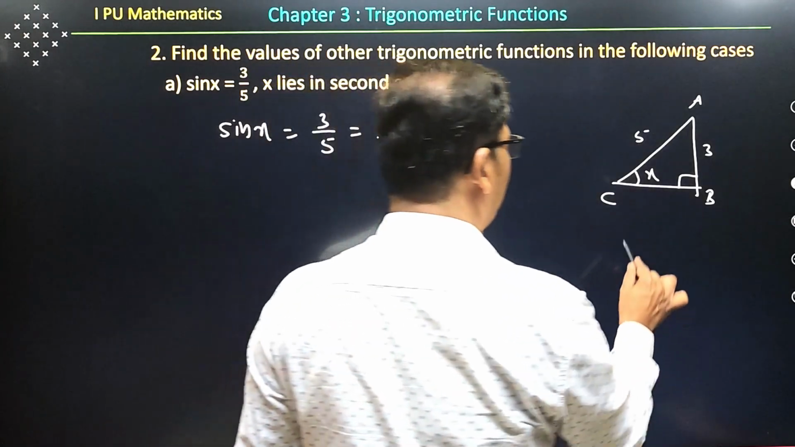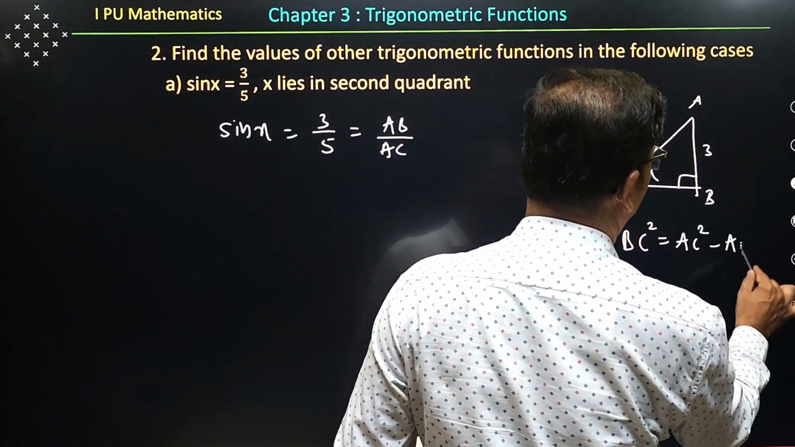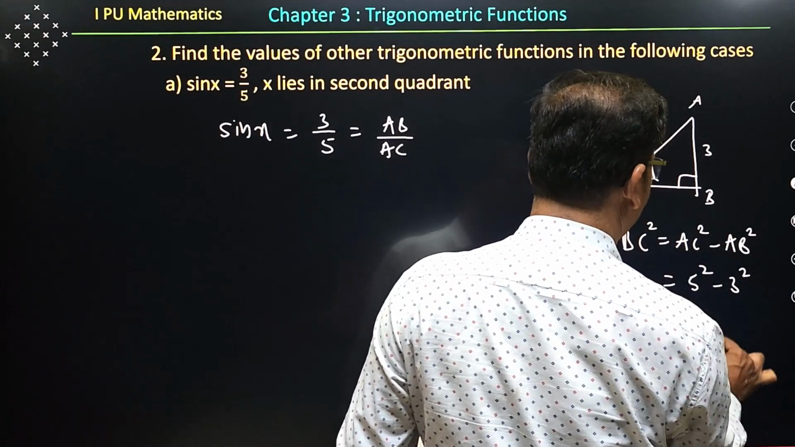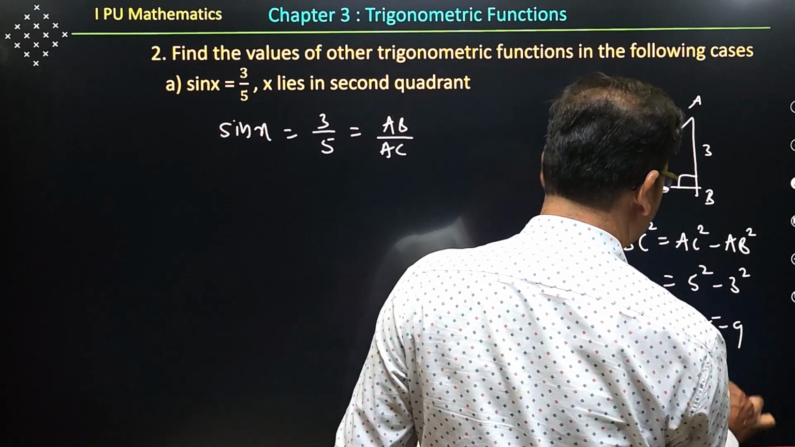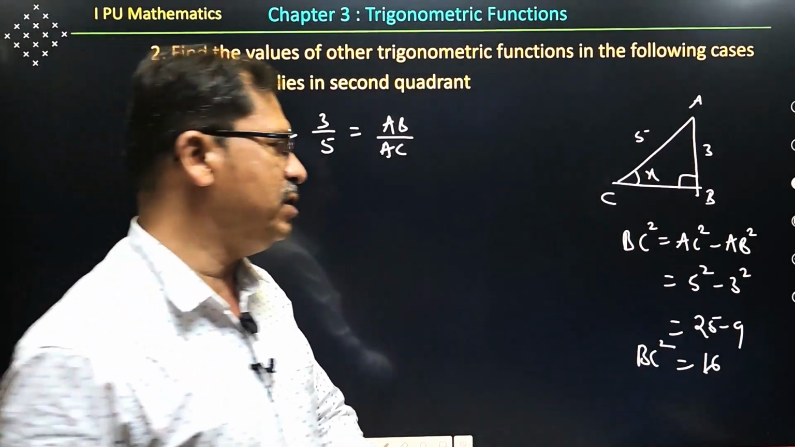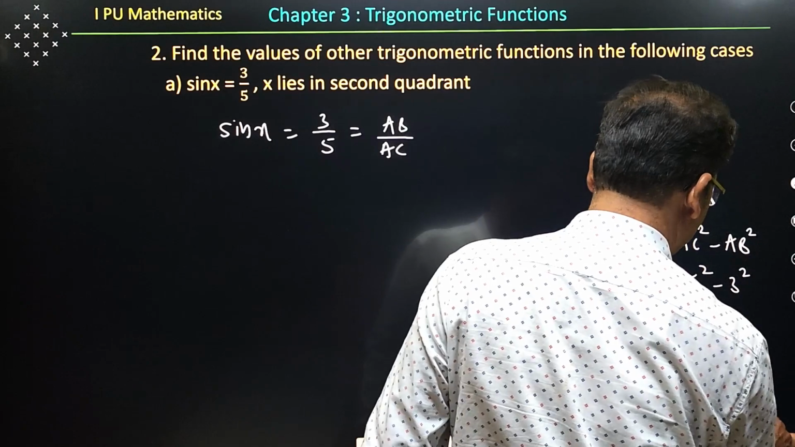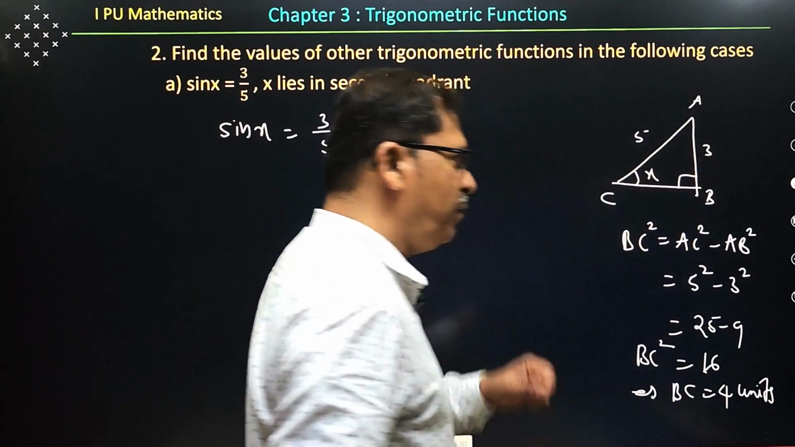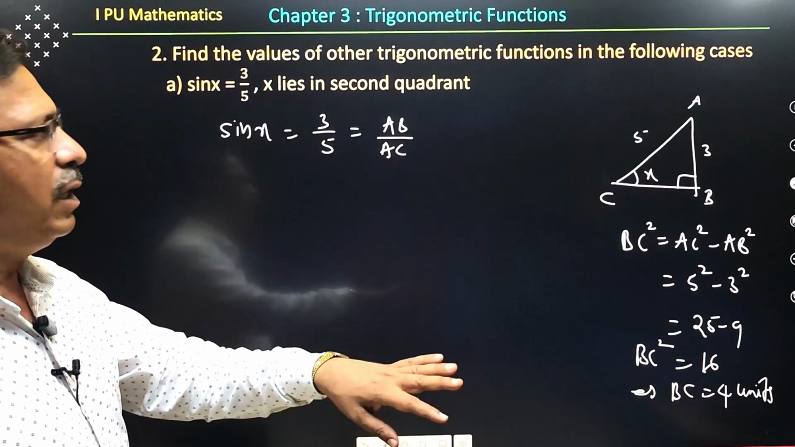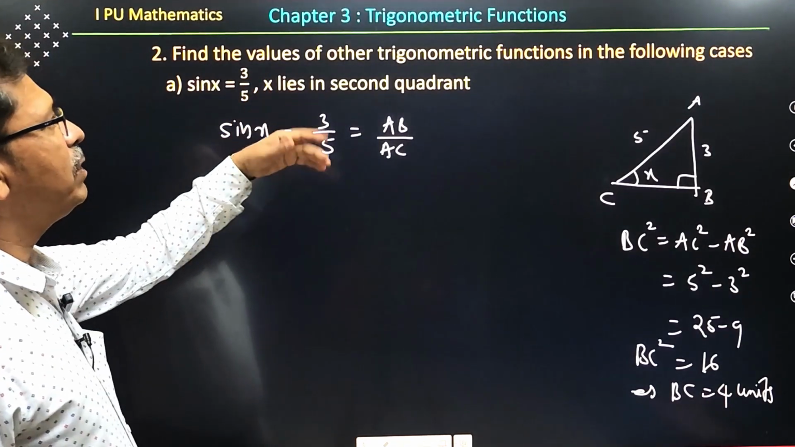So BC square is equal to, according to your Pythagoras theorem, AC square minus AB square. AC is 5 and AB is 3, so 25 minus 9, which is equal to 16. BC square equal to 16 and hence BC is equal to 4. BC equal to 4 units. I have completed the triangle. In the question you see here: find the values of other trigonometric functions.